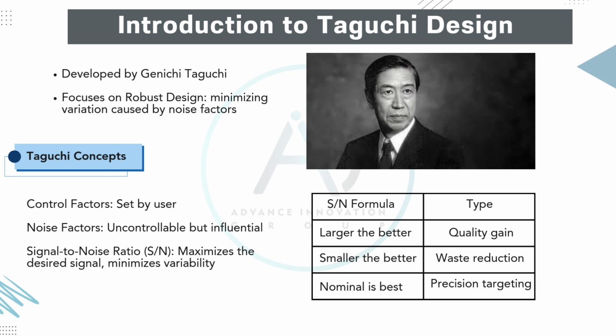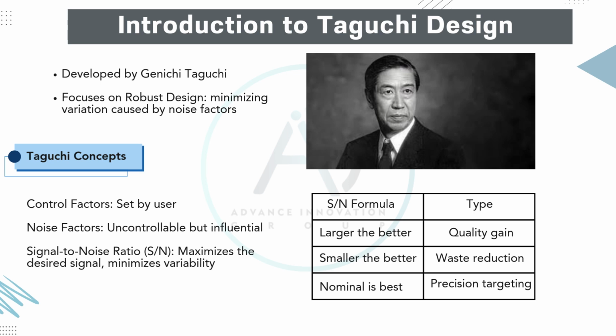Control factors. These are variables we, as users or engineers, can manipulate or set. Noise factors. These are elements outside our control, but still impact performance. For example, environmental changes or usage conditions. A key concept in Taguchi design is the signal-to-noise (SN) ratio. This ratio helps us measure quality by maximizing the desired signal, i.e., performance, while minimizing variability due to noise.